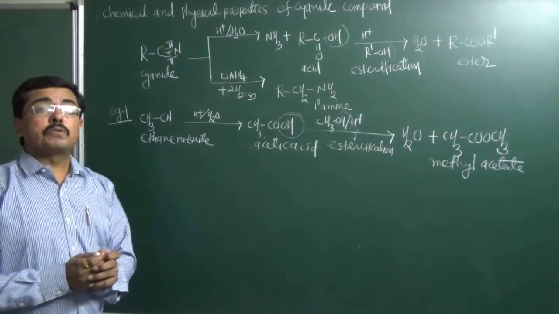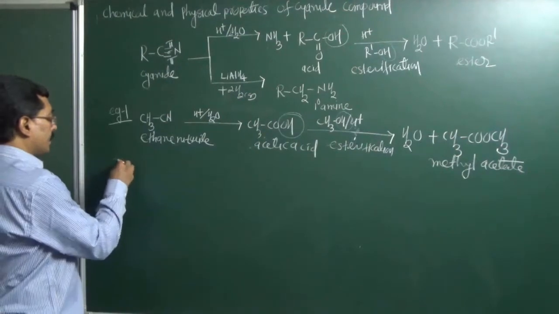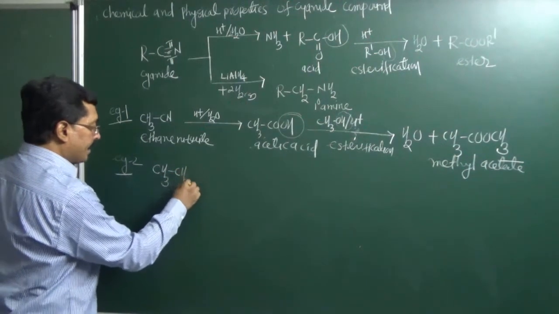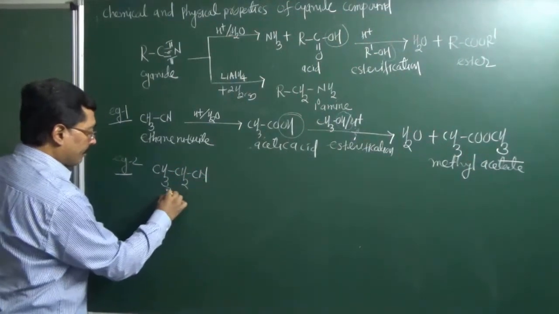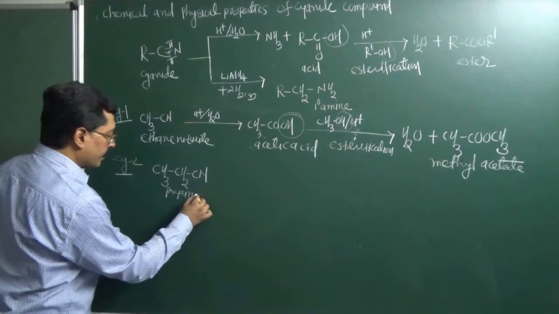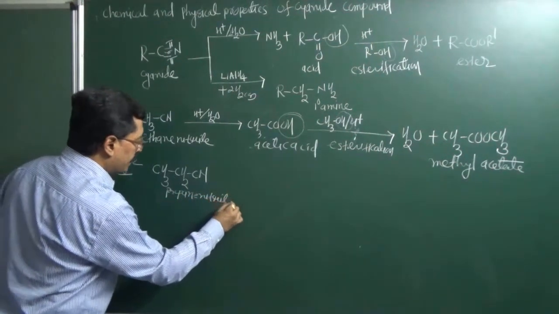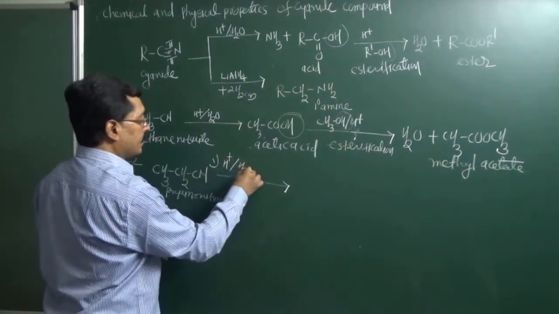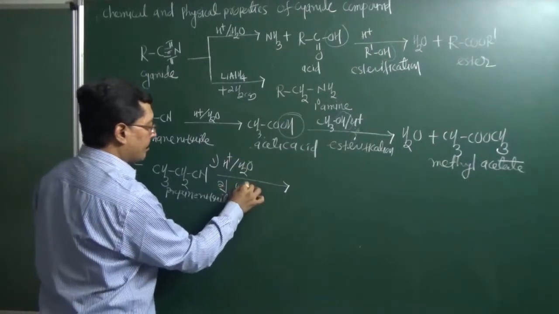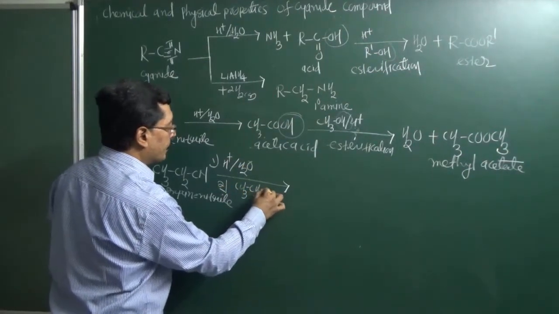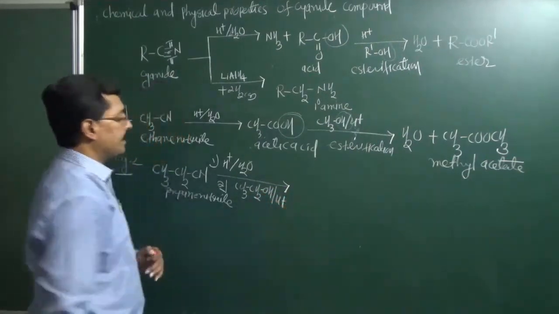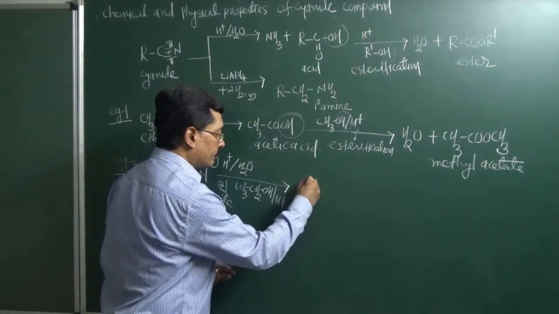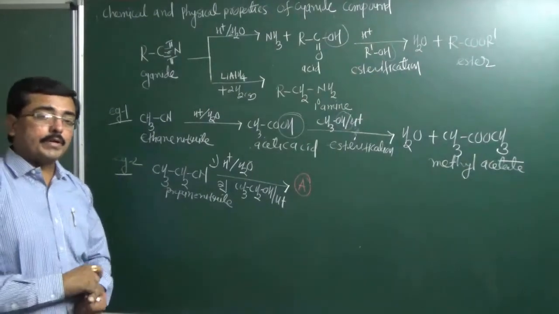Now directly you have to write what will be the final product of our example number 2. Suppose I have taken propane nitrile. Now with this propane nitrile, two things we are doing. First we are doing hydrolysis in the presence of acid, and second, the product obtained is allowed to react with ethanol in acidic medium. Then what will be the final product? This you have to write. Now 1 minute time is given to you, try to solve.